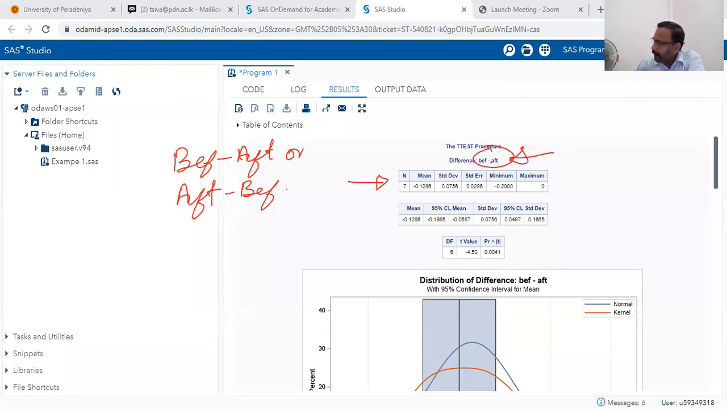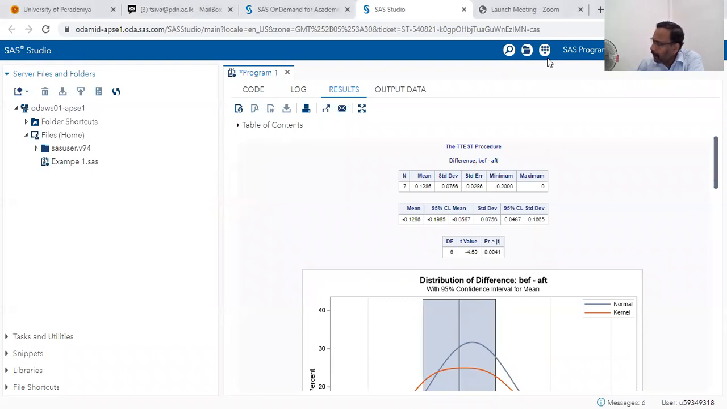Yes, we can. You see, with before minus after, as I pointed out earlier, this mean difference becomes a minus value. Right? So it is a bit confusing for you. So why can't we take the mean difference as plus? So that should be after minus before. So how can we do that?